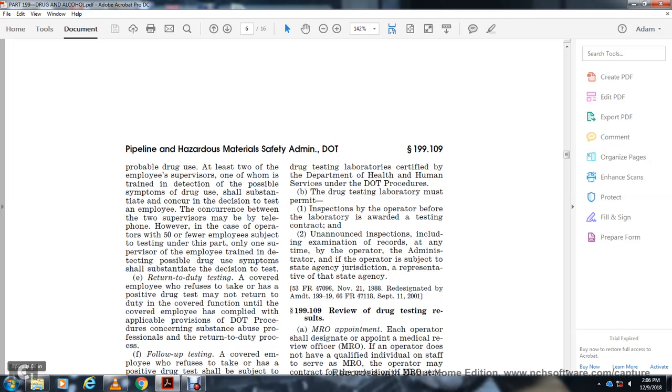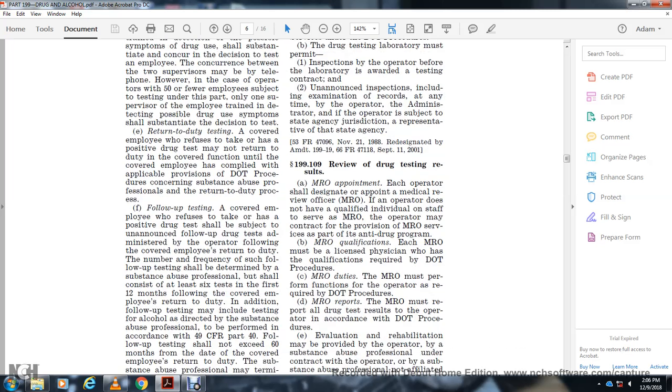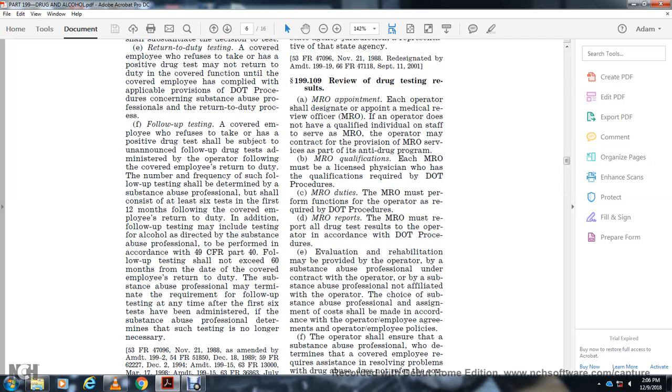Return to duty testing. A covered employee who refuses to take or has a positive drug test may not return to duty in a covered function until the covered employee has complied with the applicable procedures concerning the substance abuse professional and return to duty. Follow-up testing: a covered employee who refused to take or had a positive drug test shall be subject to unannounced follow-up drug tests administered by the operator following the covered employee's return to duty. The number and frequency of the follow-up testing should be determined by the substance abuse professional.